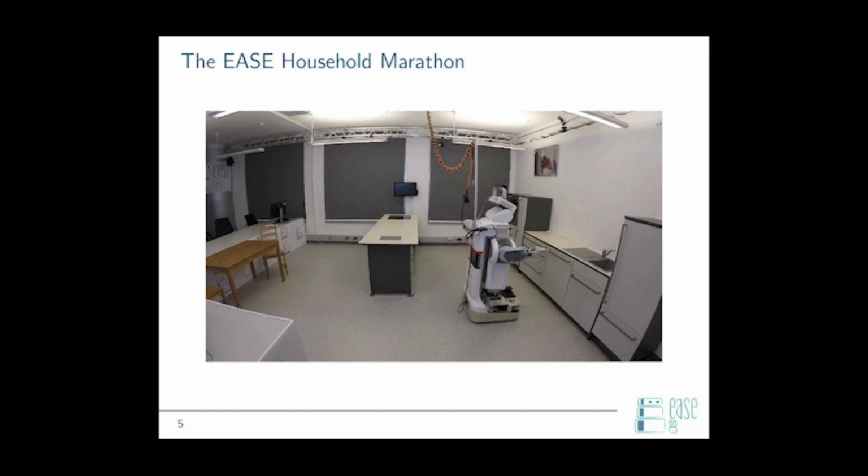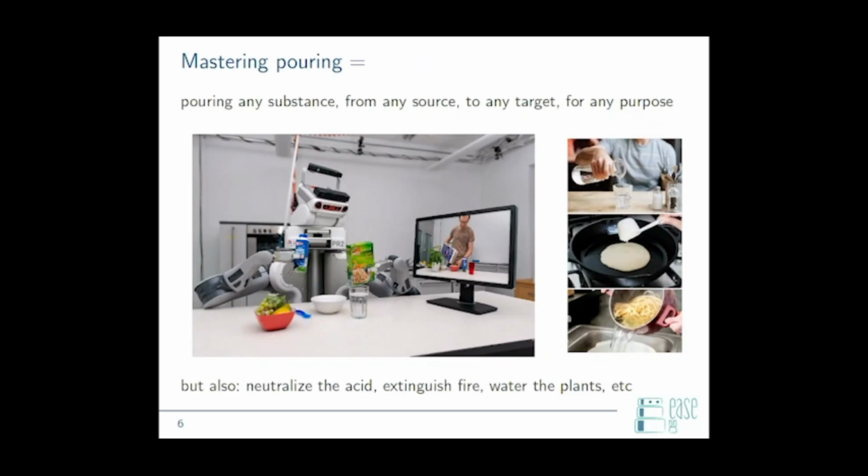But if you're looking at mastering manipulation actions, it doesn't stop at doing something like setting the table, but the human capability of manipulating objects and performing physical tasks is much broader than this. So if we are looking at just one manipulation action, such as pouring, the very cool thing about the human cognitive system is that humans can pour almost any substance from any source to any target and for any purpose, right?